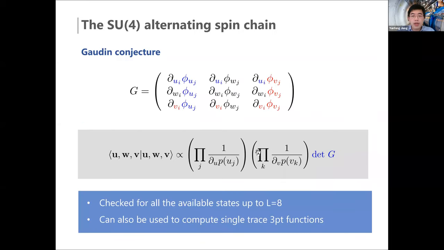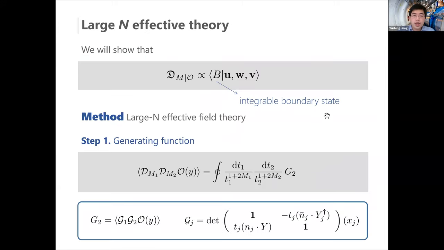Okay, so now we have discussed how to construct eigenstates, and now our question is how to compute the structure constant. I will show you that this structure constant is computed by the overlap of a certain integrable boundary state B and a Bethe state, which diagonalizes the Hamiltonian that we just discussed. This Bethe state corresponds to the single trace operator, and this boundary state corresponds to the giant gravitons. The method we are using is similar, generalized a little bit, to what we did in N equals 4 super Yang-Mills theory, which is the large N effective field theory. Or we can also do this with partially contracted giant gravitons. But this method is more general. So let me introduce it in a bit more detail.